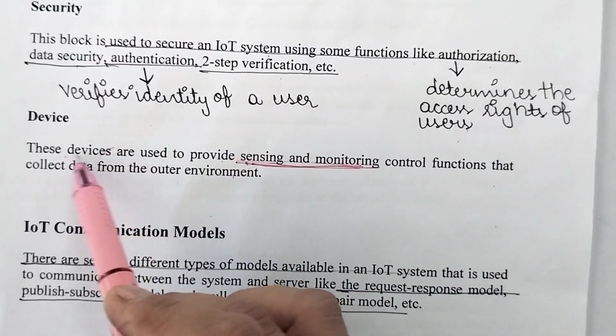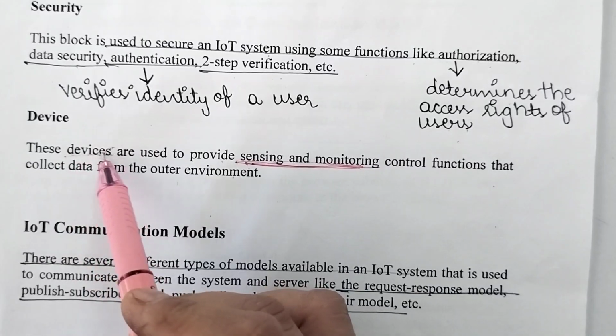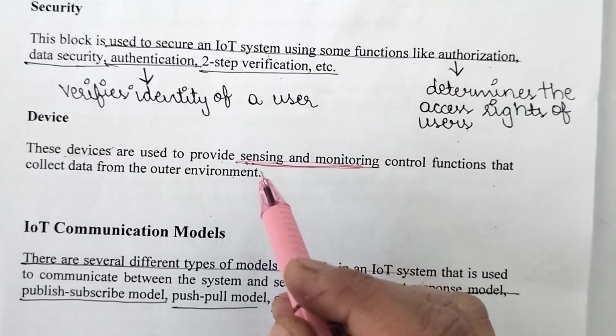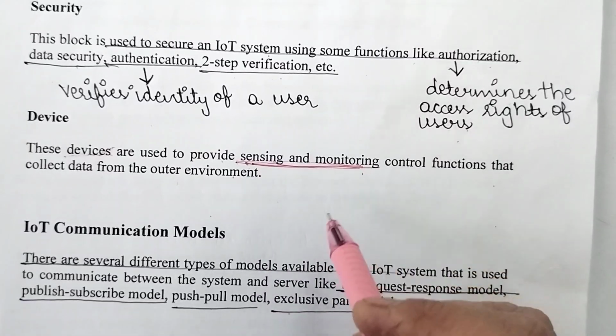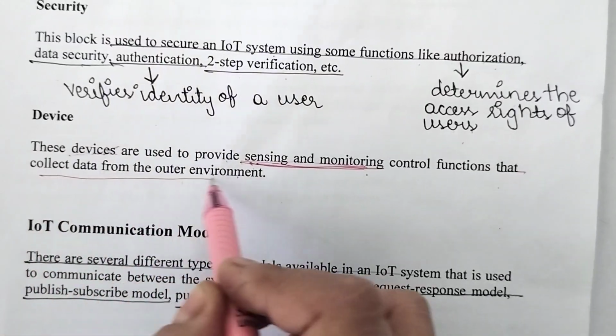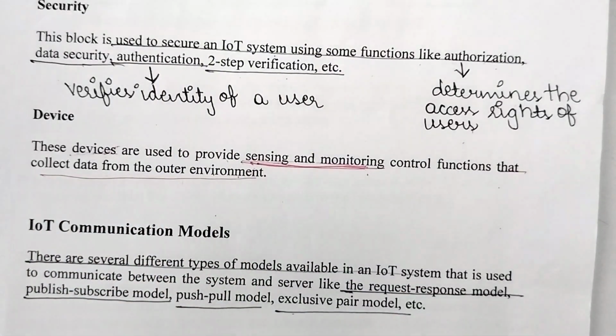How? Because sensors are embedded in these devices. These are devices which are embedded with sensors, and with the help of these sensors, these devices can sense and monitor the environmental conditions, and these sensors collect data from the outer environment. That is why they are placed at the input points of the devices, so that from there they can sense and collect the environmental conditions. So, these are your IoT functional blocks.